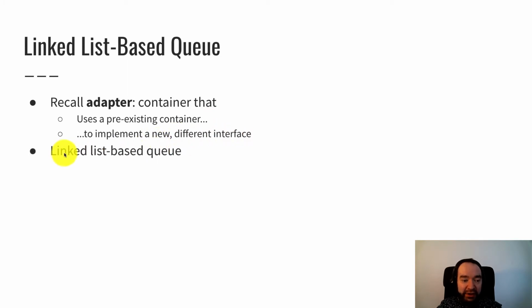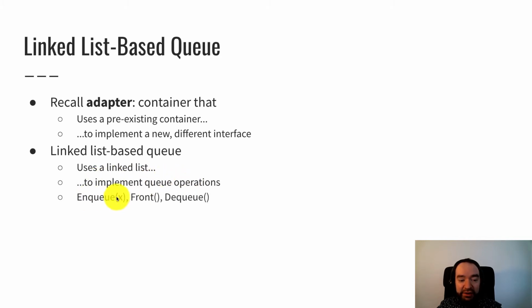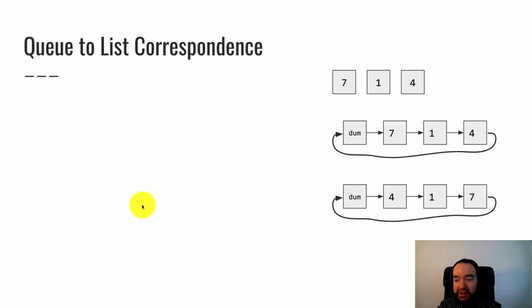What we're doing in this video is a linked list based queue. So we're going to create a linked list based queue class that uses a linked list data structure to implement the queue operations, namely enqueue, front, and dequeue. We could use a singly linked list or a doubly linked list. We're going to analyze which one we should pick in a moment.